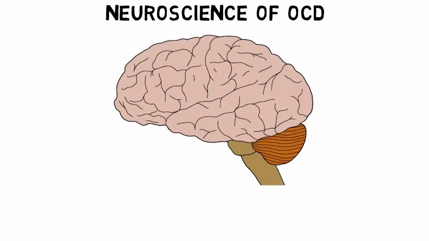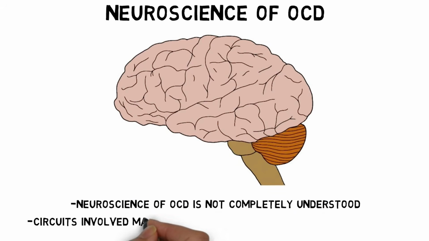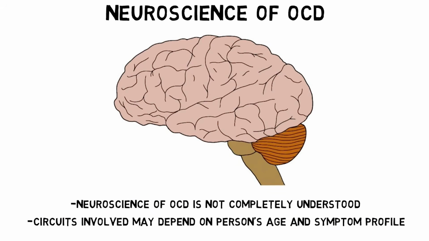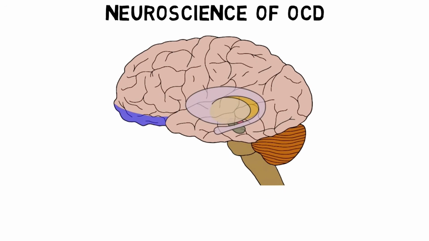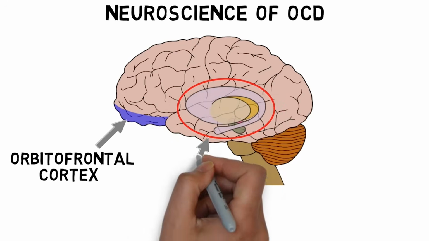The neuroscience of OCD is not completely understood, and it's likely that different neural circuits may be involved based on a person's age and symptom profile, among other factors. One supported perspective on the neuroscience of OCD, however, points to a prominent role for circuits that connect the orbitofrontal cortex with a group of structures called the basal ganglia.